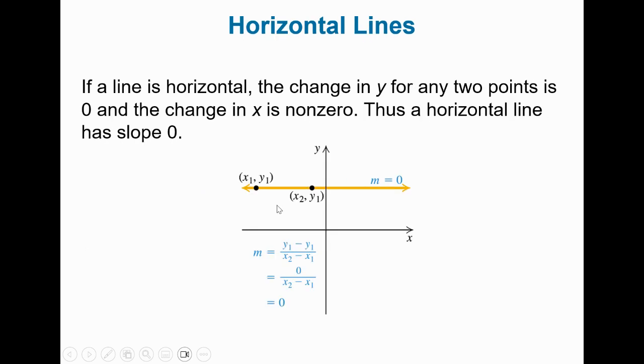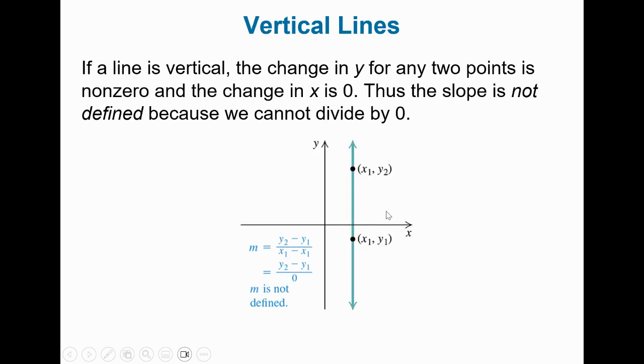Here again is a horizontal line. Notice when you subtract the y values, both of these points have the same y value. So in the numerator, when you subtract them, you get 0. 0 divided by anything is 0. Horizontal lines, slopes are 0. You're not going uphill or downhill; the slope is 0.